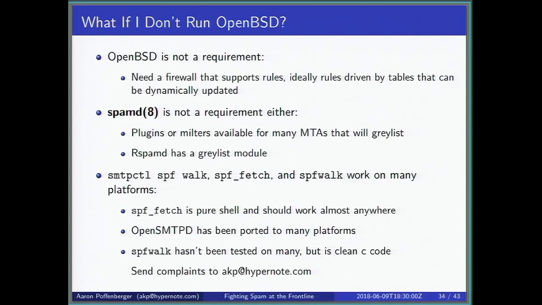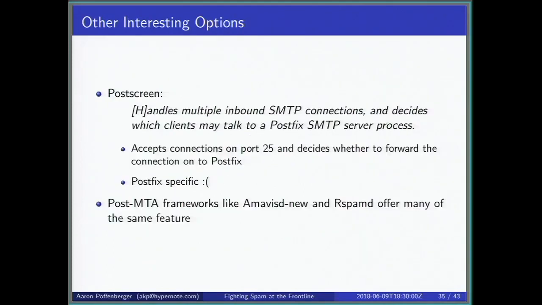Postfix has a really interesting tool that works in front of Postfix. Our SpamD has a greylisting module. Again, you don't have to run OpenSMTPD to use smtpctl, but if you don't have it already installed, you could get the SPF walk standalone version that I maintain, or you can get SPF fetch. Those are the only three tools that I know of that actually do SPF recursive walking. None of them are OpenBSD-centric. Some other interesting options: Postscreen is a really interesting tool on Postfix. It's kind of a Swiss Army knife version of everything we've been talking about today. It has more heuristics. I'm not going to try and describe it.